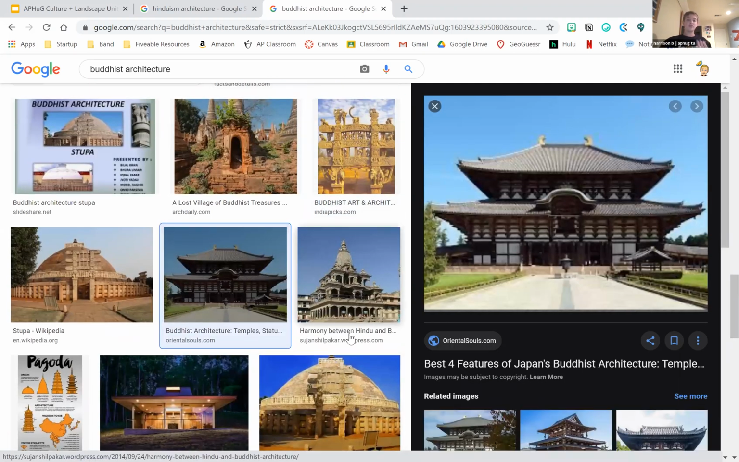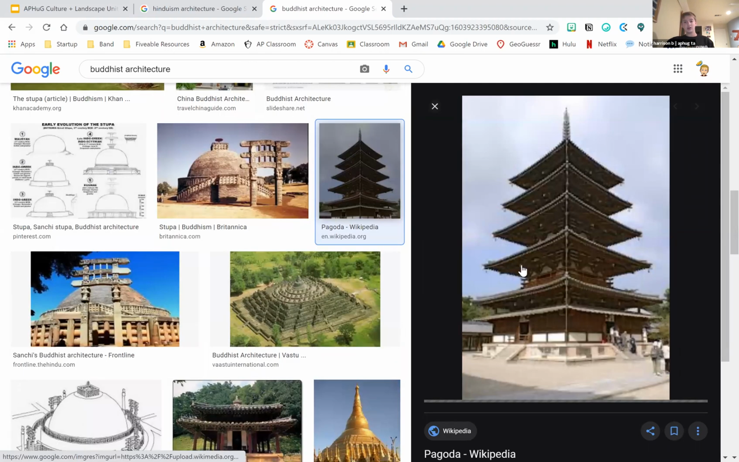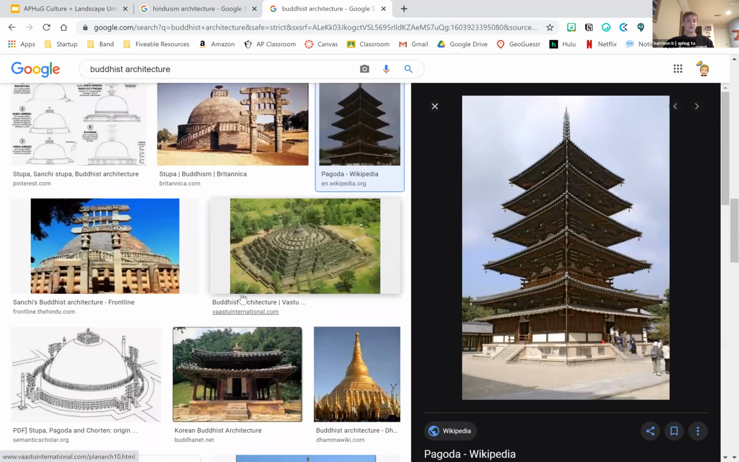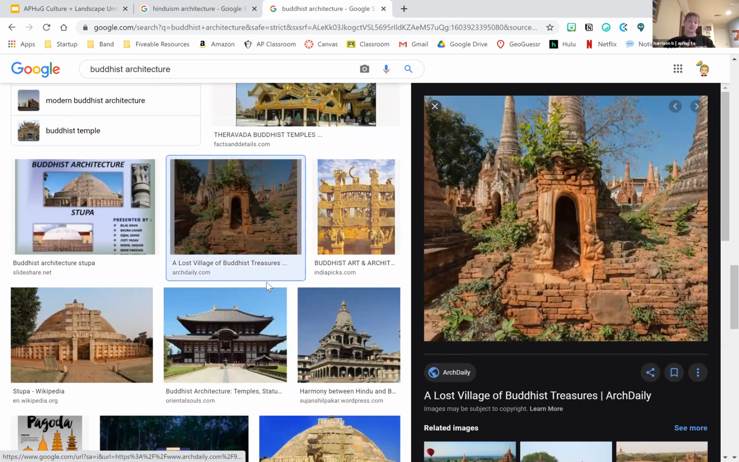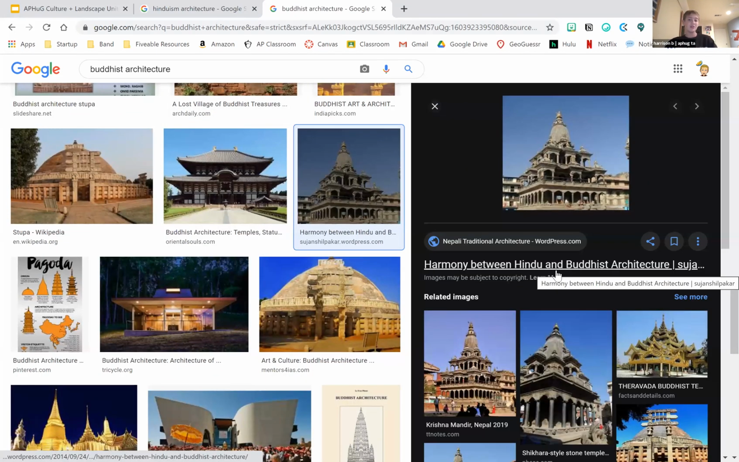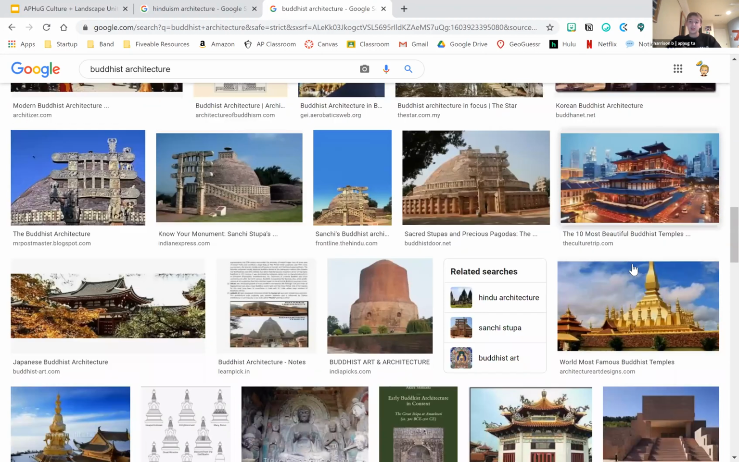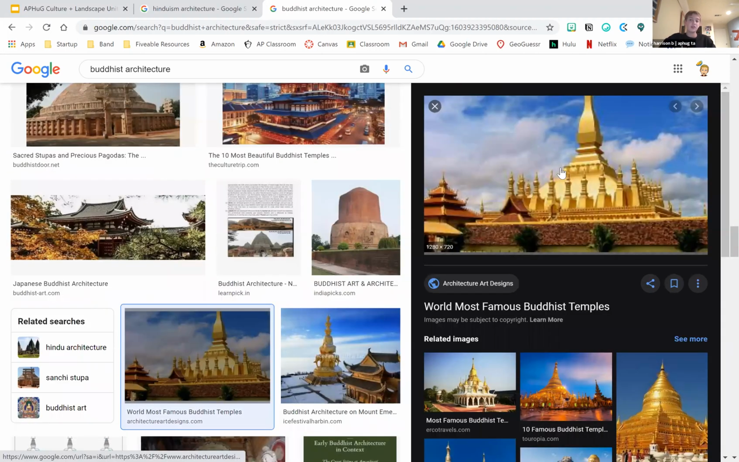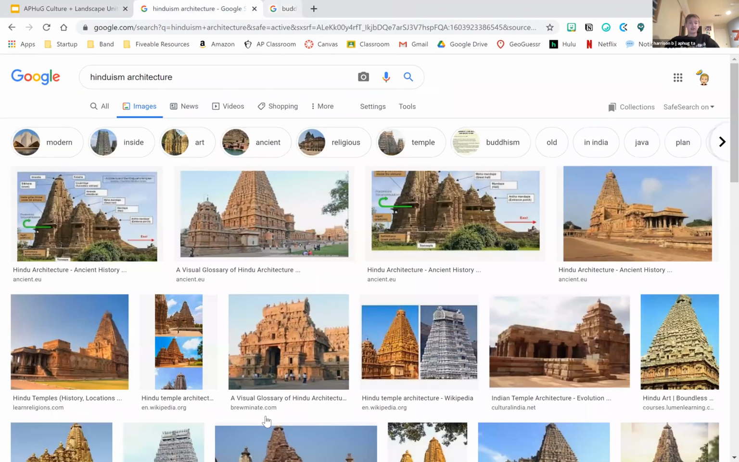Also in Northern Buddhism, around China and so on, you'll see a lot of things like pagodas, and that's representative of Buddhism. But in more Southeast Asian areas, you'll see more things like this. Buddhist treasures is what they're called. This picture is titled Harmony Between Hinduism and Buddhist Architecture. There's a ton of similarities, so it's not bad that you can't identify the differences between them. Gold and bronze and the smaller pagodas are definitely representative of Southeast Asian architecture.